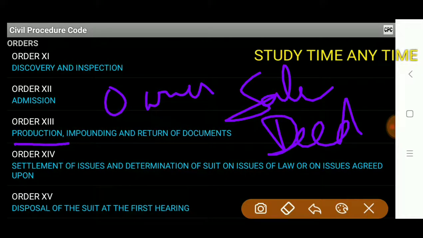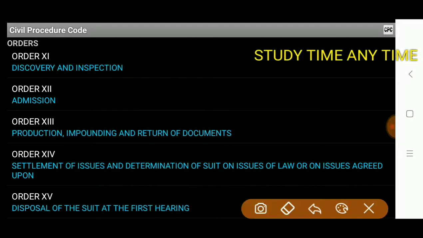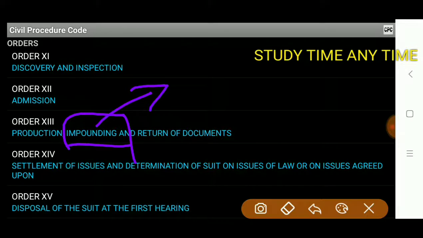So the other party, by application under this order, may ask you to bring that sale deed. So this is the production of a document that is mentioned in this order. And then impounding. Impounding is the term that is used to impound the documents in the court.